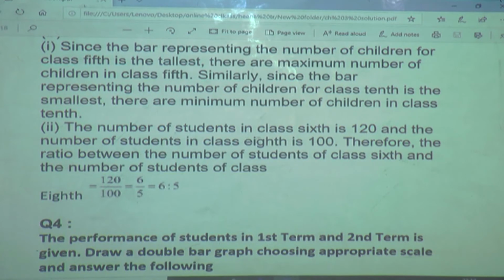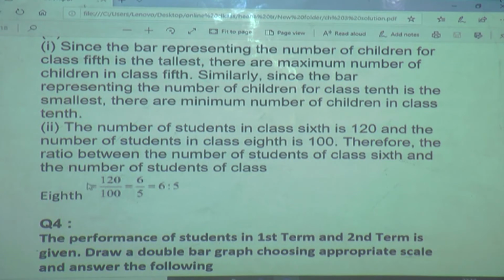The number of students in class 6th is 120 and the number of students in class 8 is 100. So here we have a difference of 20, and it will be clearer by seeing the graph. We can find out how many students are in class 6th and how many are in class 8 without seeing the data. Therefore, we have to find out the ratio between the number of students in class 6 and class 8.